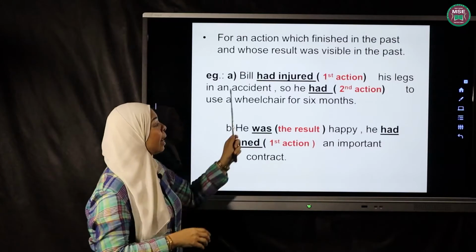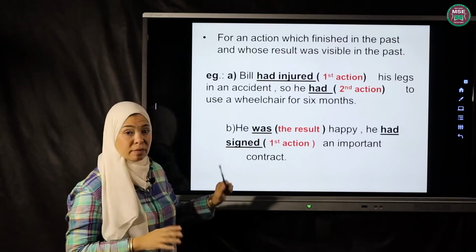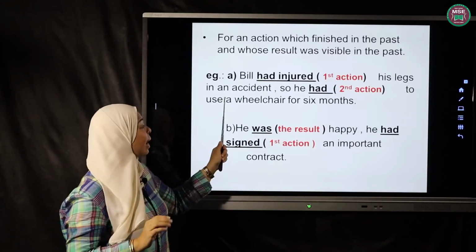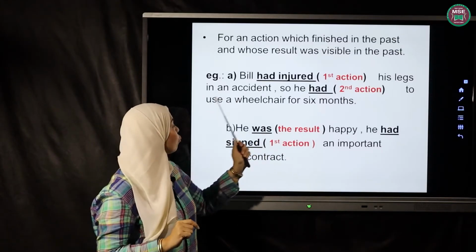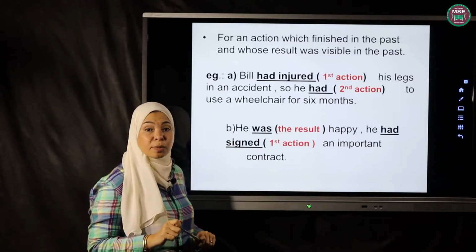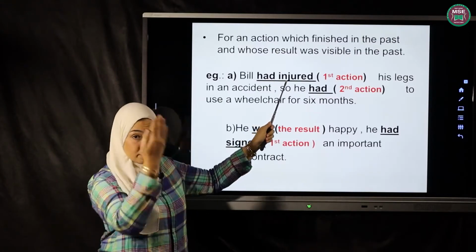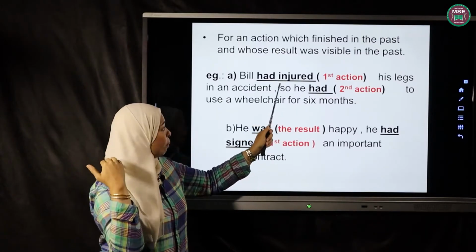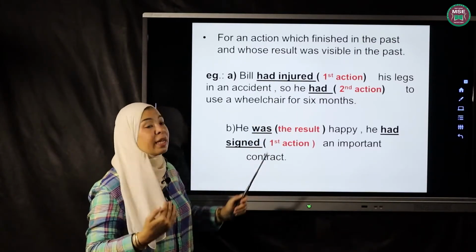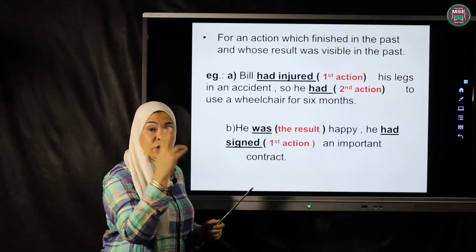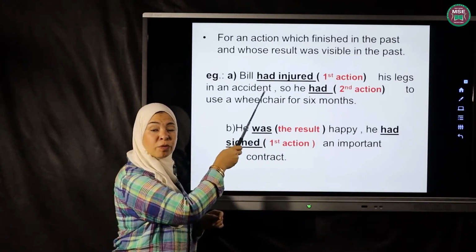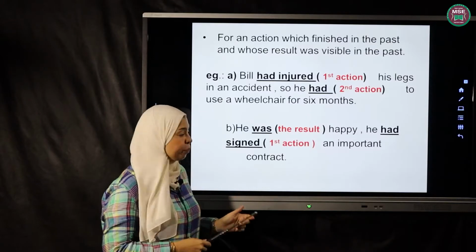As you see, Bill had injured his legs. He had injured his legs in an accident. So he had to use a wheelchair for 6 months. This action is the first one. It happened. He had injured and that's why he had to use. Both actions happened in the past. The previous one past perfect, the second one past simple.